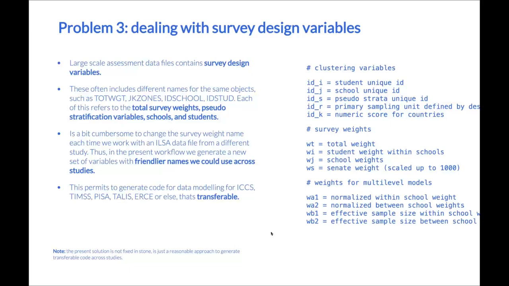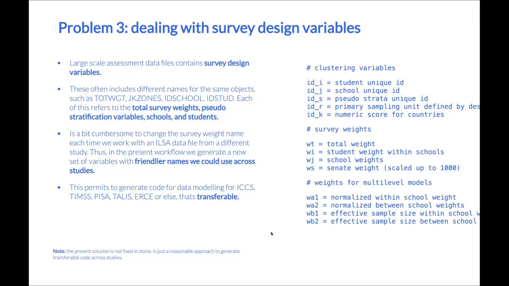So the issue is that most of the large-scale studies have a collection of clustering variables that express the survey design. Most of these objects are common, but they have specific names in different studies. For example, the total survey weight in PISA doesn't have the same name as the total survey weight in ICCS. So if we're constantly analyzing data from PISA and from ICCS back and forth, one way to deal with this scenario is to have a common name for all the main objects of the survey design.